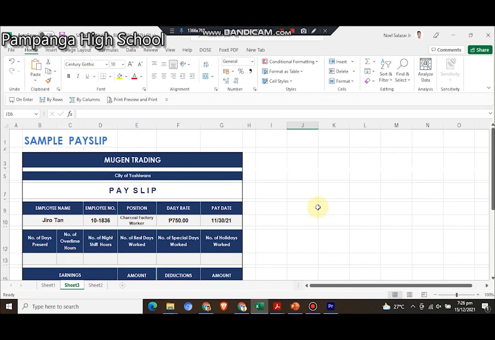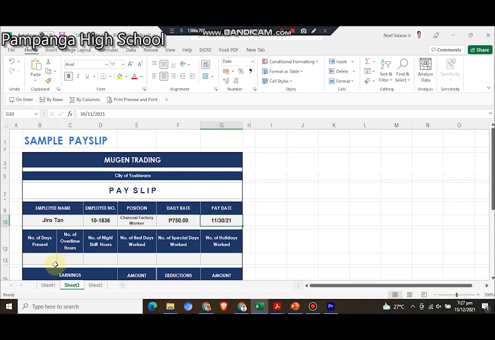Using the sample spreadsheet template, we will encode the data given from the problem. First, encode the company name and address. Then, the employee's name, employee number, position, the daily rate, which is 750 pesos, and the pay date, which is November 30, 2021.